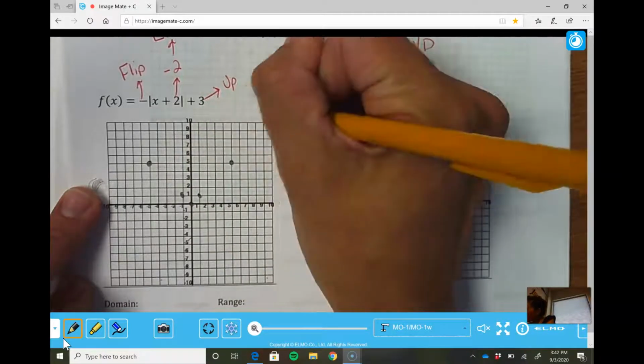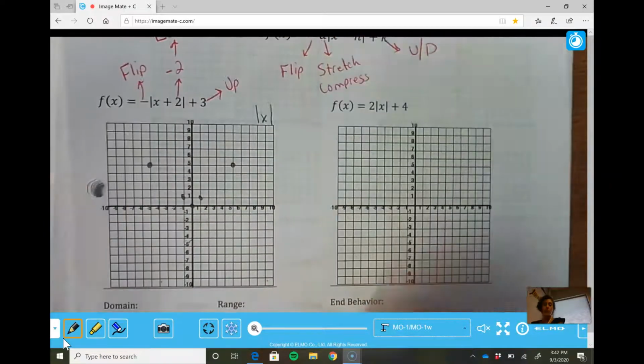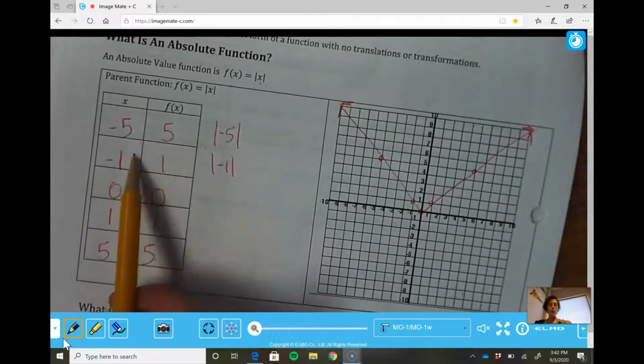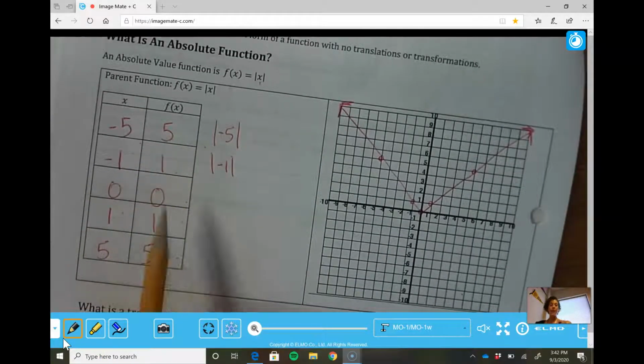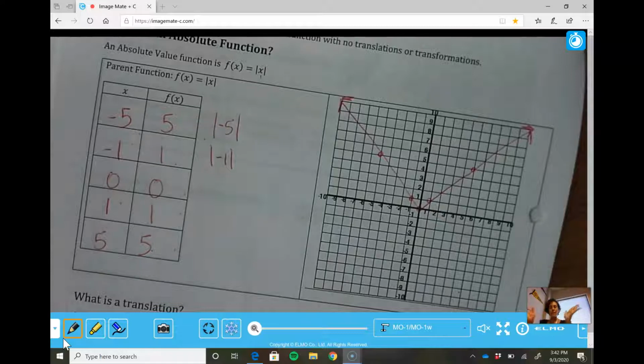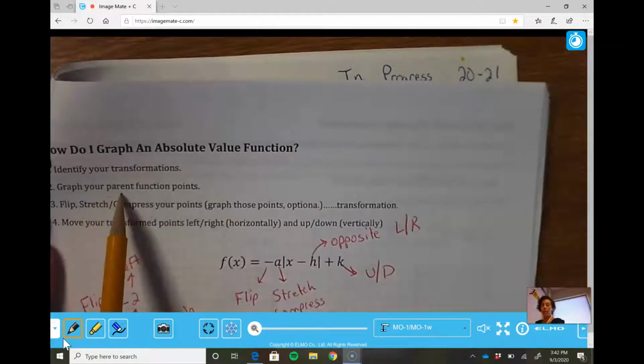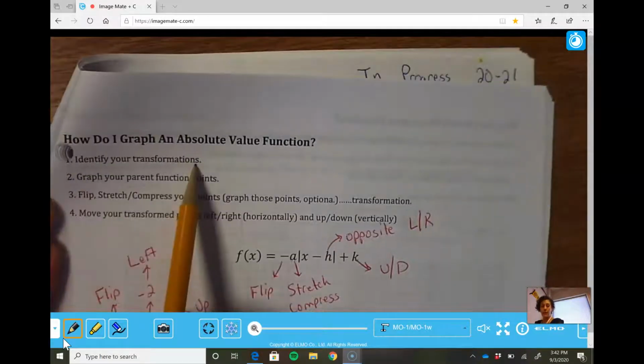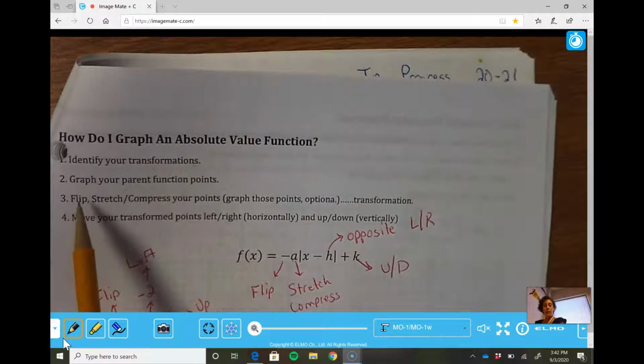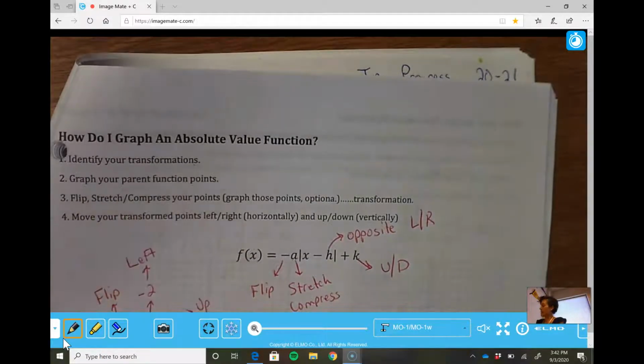So again, the parent function is just the absolute value of x. So I just remember those: -5, 5, -1, 1, 0, 0, 1, 1, 5, 5. I could pick any points, but this kind of spreads out my shape a little bit more. So the first thing I'm going to do is graph your parent function points. We already identified the transformations. And then you're going to deal with any flip, stretches, or compresses.